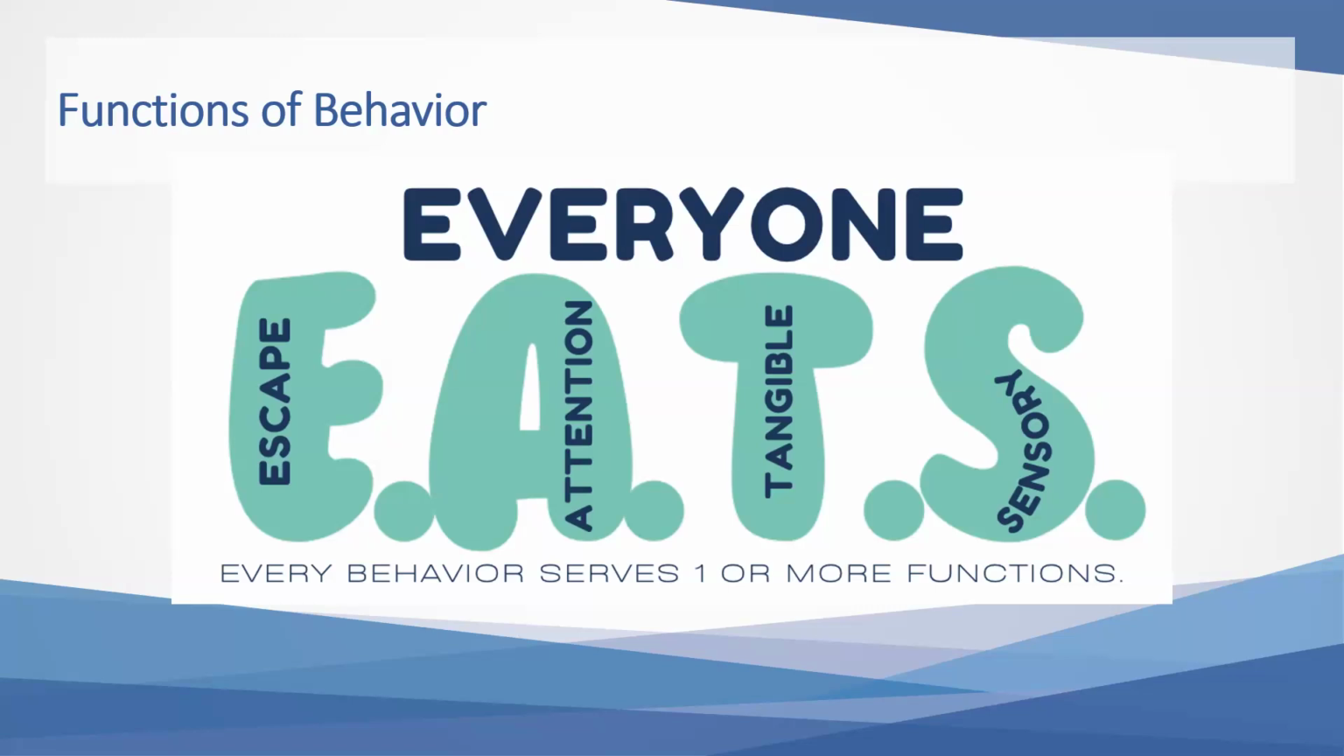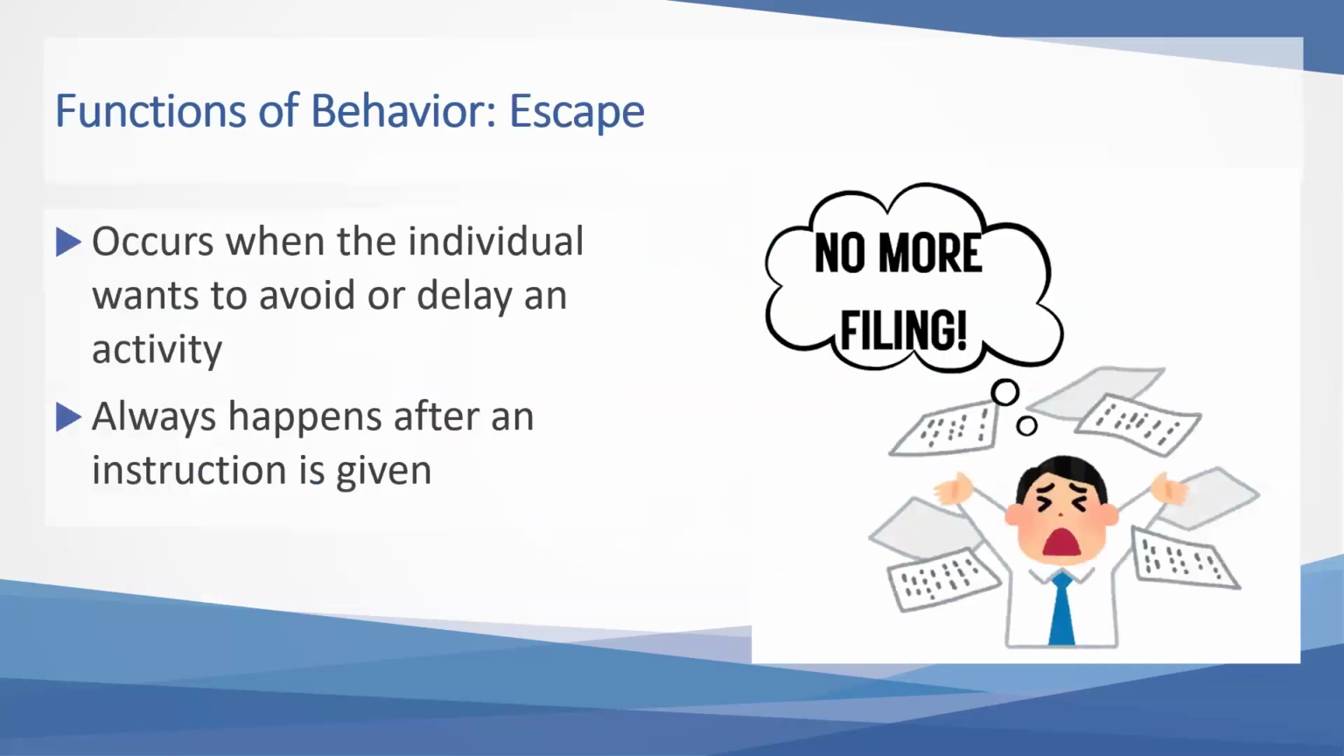But once you have the rationale down, then it's a lot easier to have a game plan on how you're addressing these. So the first of these is escape, right? Escape typically occurs when the person wants to get out of doing something, wants to avoid something. This always happens after an instruction is given, a demand is placed.